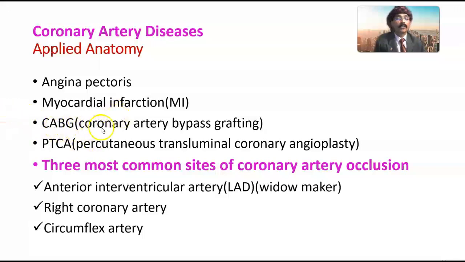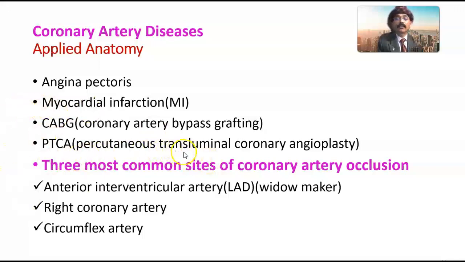Coronary artery bypass grafting, in case of blockage. Suppose in myocardial infarction, the LAD, right coronary artery, or the circumflex artery may be blocked. Then what is done? Coronary artery bypass grafting. Then there will be a detour. Another route is opened by using the internal thoracic artery, great saphenous vein, or even the radial artery. So if there is a blockage in the coronary artery, then we need a detour, another alternate way. That is done by coronary artery bypass grafting, using the internal thoracic artery, great saphenous vein, or radial artery.